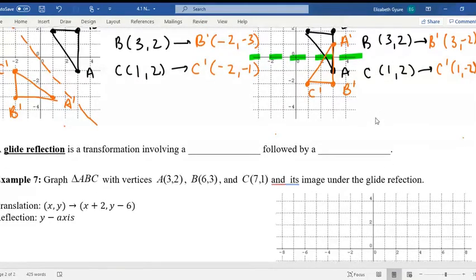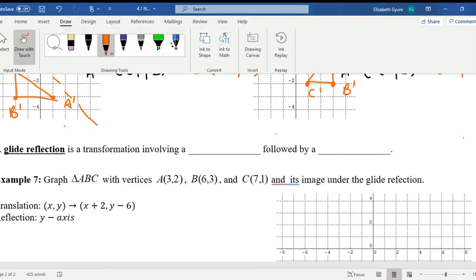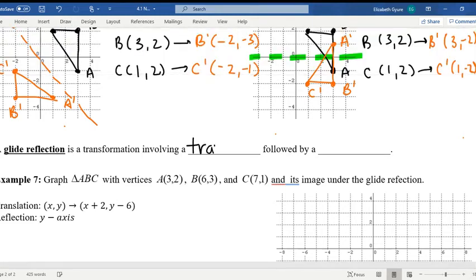All right, last thing. Last thing is called a glide reflection. These are going to happen a lot. What these are is like you're doing two different things. A glide, think like you're going to move it, and then you're going to flip it. So a glide reflection is a transformation involving a translation, up, down, left, right, followed by a reflection.